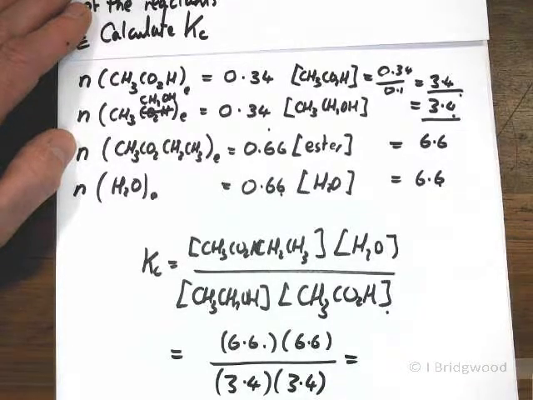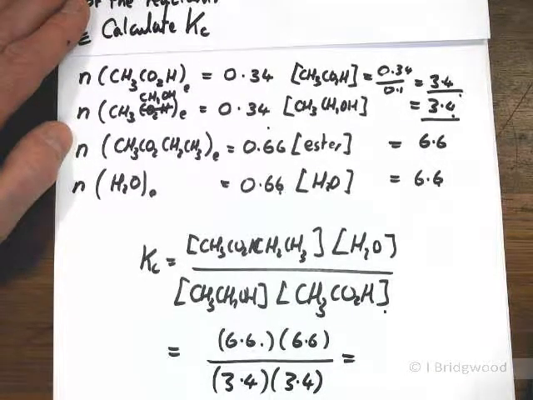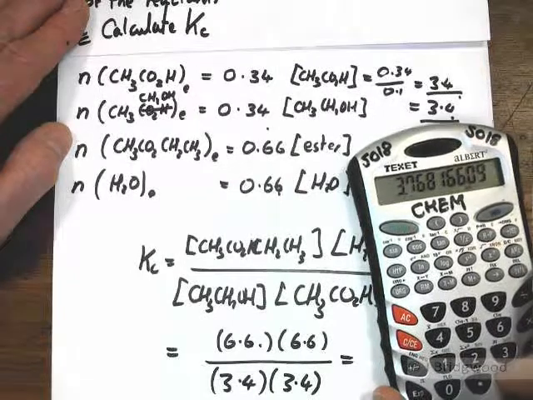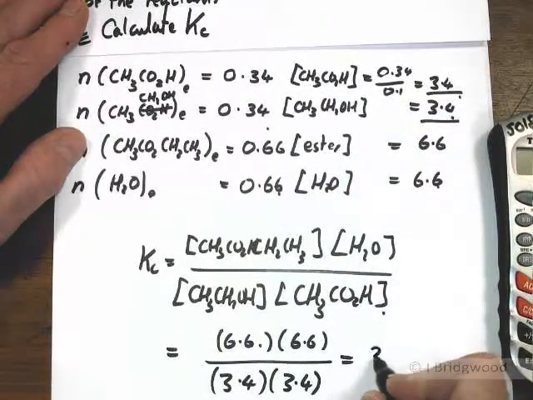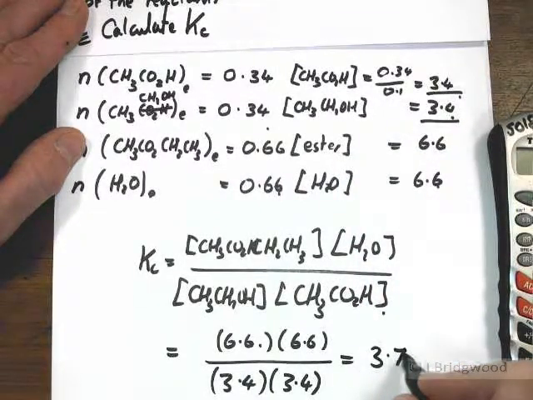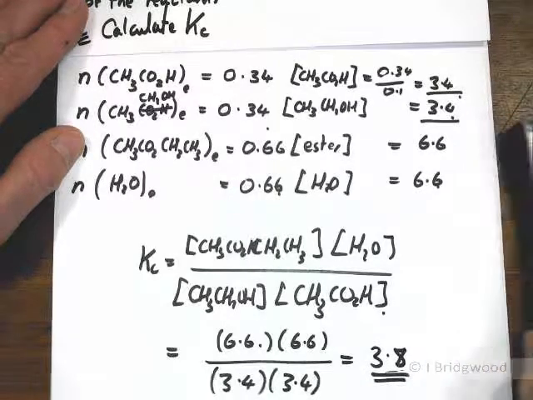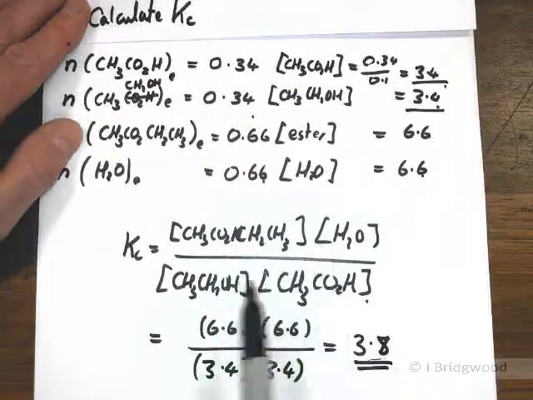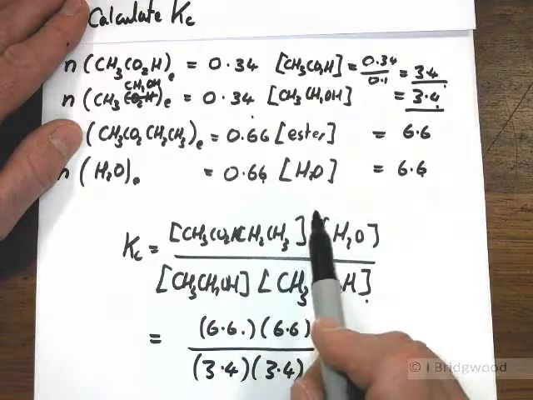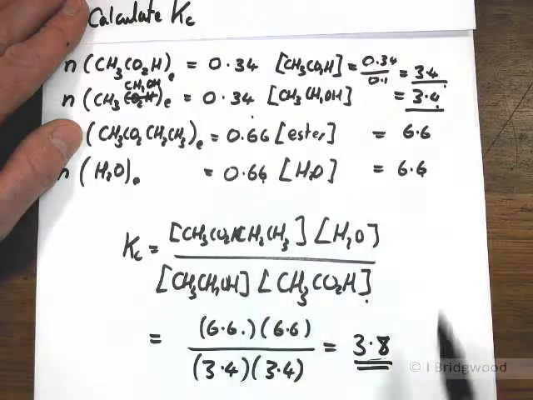If I do that on my calculator very quickly, I'll make that 3.77. Let's make that 3.8 then. And the units, well, you'll notice here that we've got the same number of moles on both sides, and therefore the units cancel out.